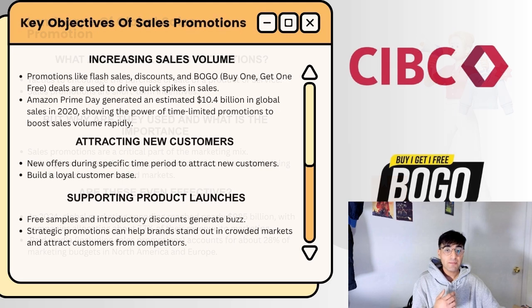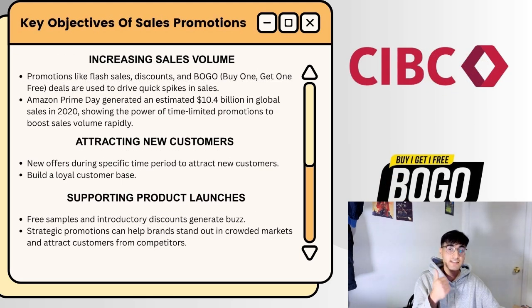Now let's look at the main objectives of sales promotions. First, increasing sales volumes. Tactics like flash sales and buy one get one free encourage more purchases. For instance, Amazon made over $10 billion in 2020 from limited time events like Black Friday and Cyber Deal.